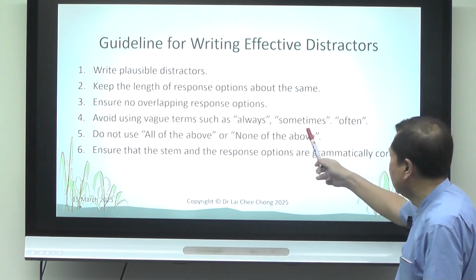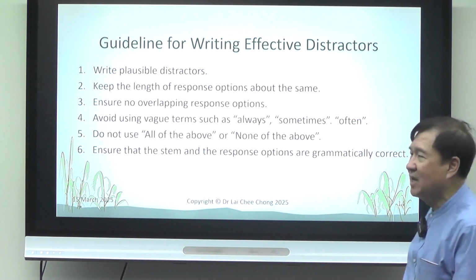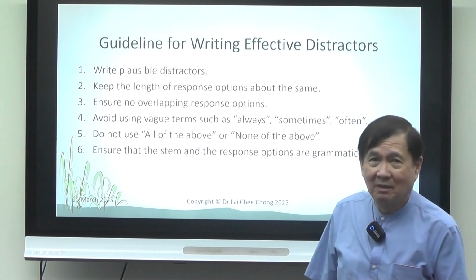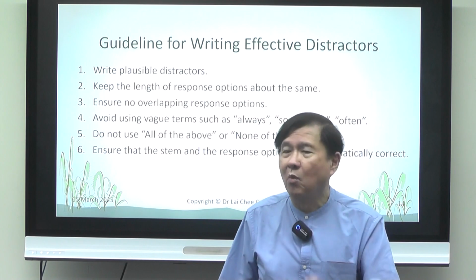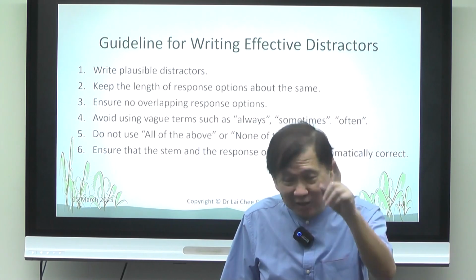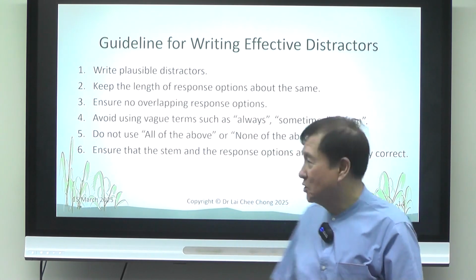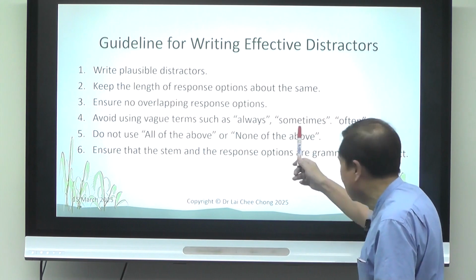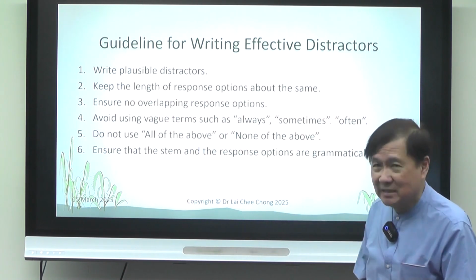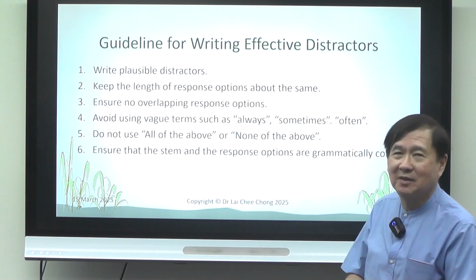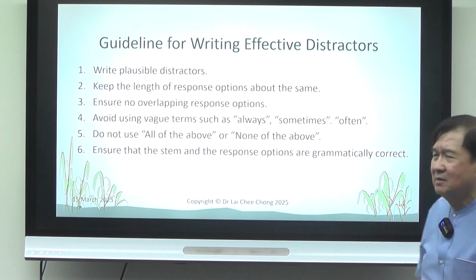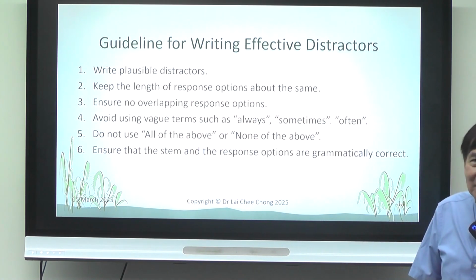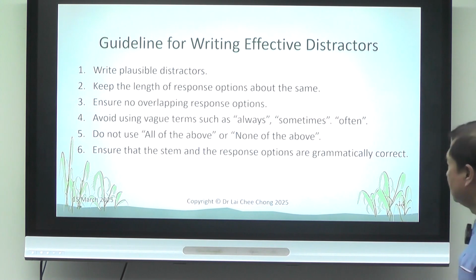Now, these are a few words to try to avoid, because they are very vague: always, sometimes, often. By the way, these words can only be used in a test of language usage, where you choose the correct word to use. It's okay there, but not for science and not for math. It's a very bad word. Always, not always, sometimes, often, it's hard to tell. These are very vague words, okay?